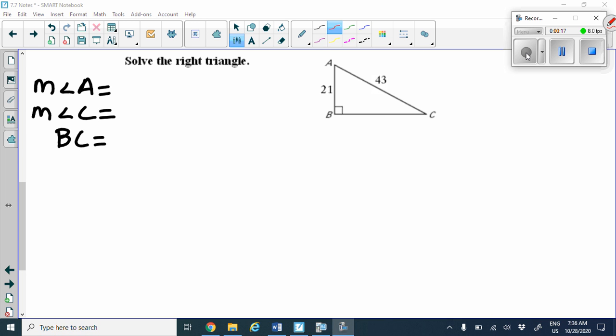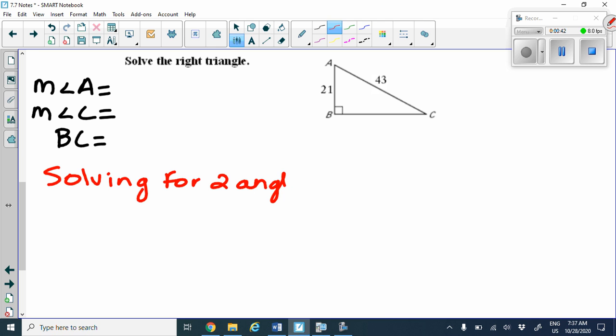So here, notice that we are solving for two angles and one side. So they have given us what we are trying to solve for, and this will be the same in the homework assignment. It will tell you specifically what you're solving for. Okay, so remember, if we are solving for two angles and a side, okay, so we are solving for two angles.